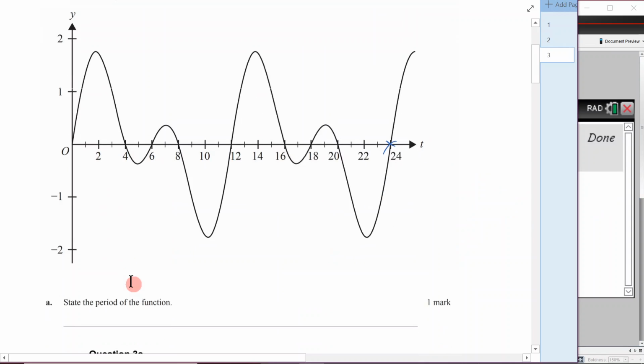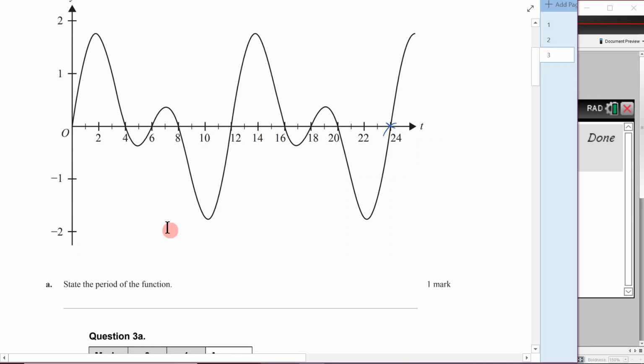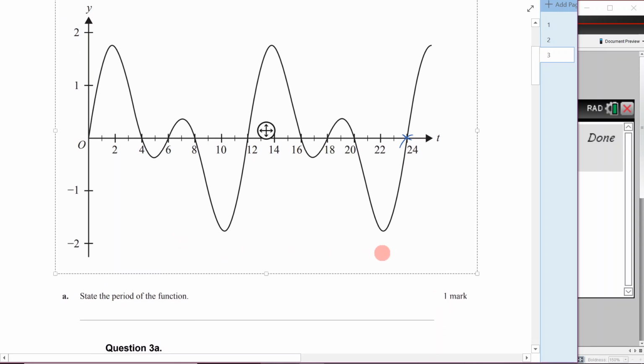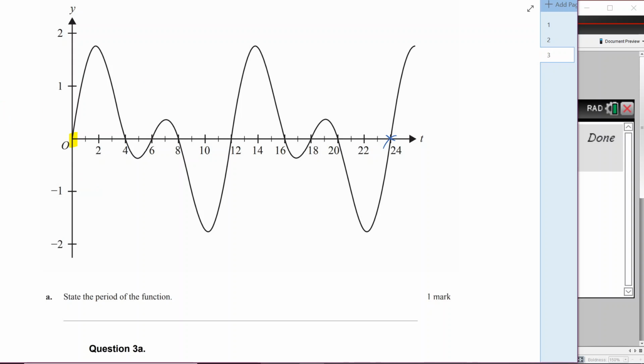We haven't even done the first question. The first thing it says is state the period of the function. To do that, we're simply going to see where it repeats. So where does this thing repeat? I'm starting here, and then I go up, down, up, down, up, and it looks like I'm starting again there, and it goes on all the way to 24. So it's quite clear that my period is 12. 12 is where it starts to repeat again.